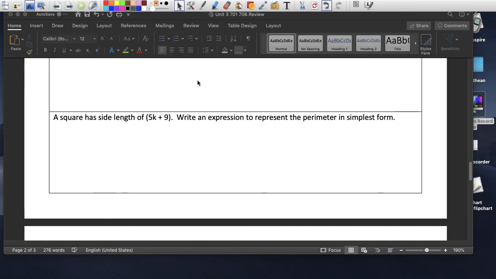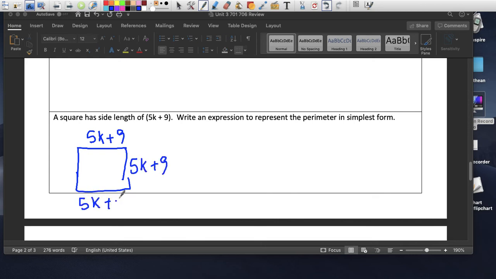Square has a side length of 5k plus 9. Well, if you know what a square looks like, you know that if one side is 5k plus 9, all the other sides are 5k plus 9, right? Because they're all a square, so all the sides are the same. So my expression is going to be 5k plus 9.